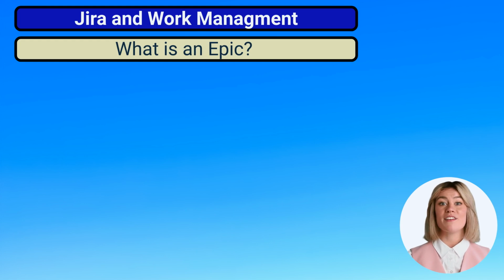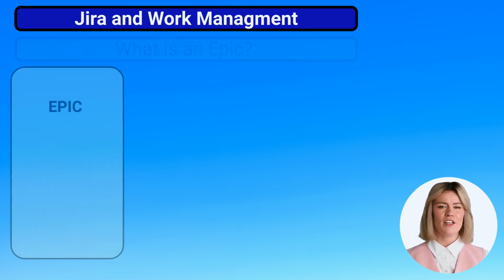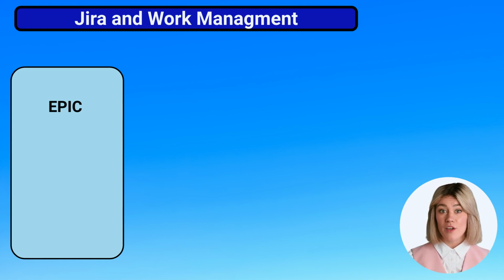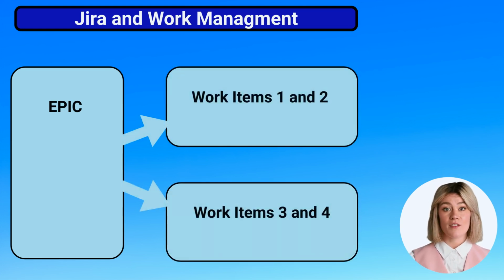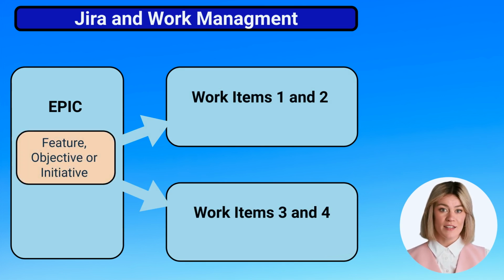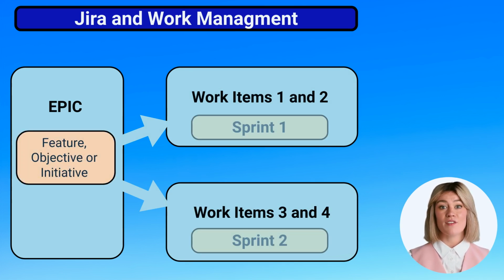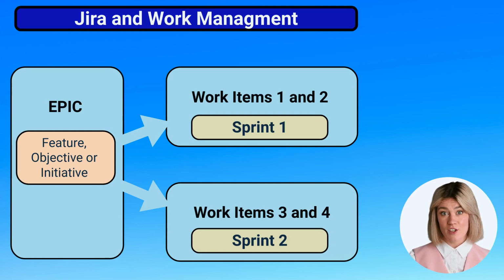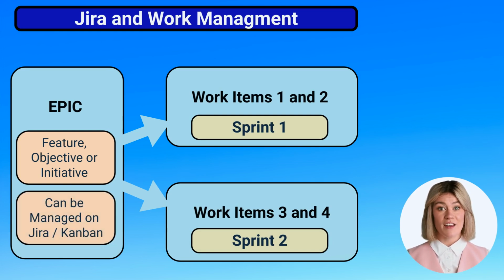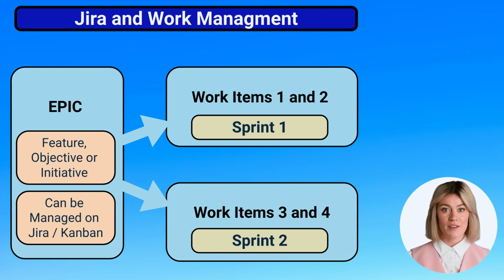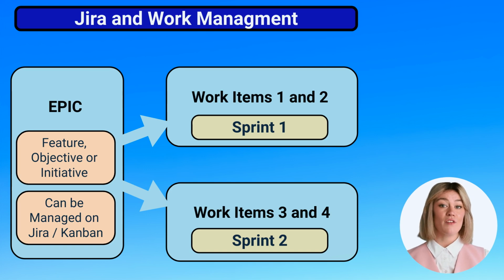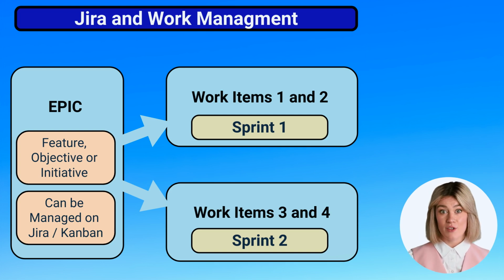In case you are wondering, an epic is a large item of work that could be broken down into smaller manageable tasks or user stories. It could be a feature, an objective, or an initiative that spans across multiple sprints or iterations. Jira joins together the epic-related work items or user stories, which can then be managed and tracked on a Kanban board. This provides a high-level overview of progress and a way to track and manage the overall scope.